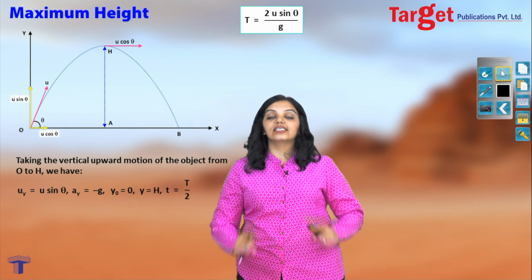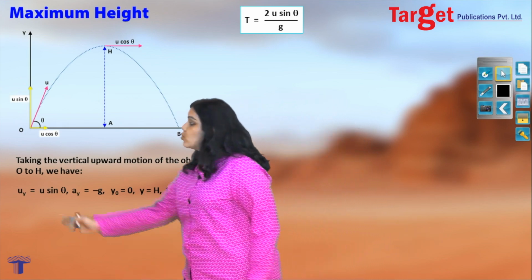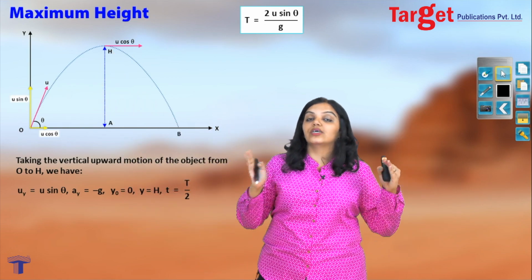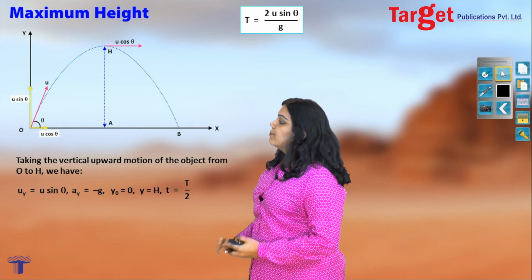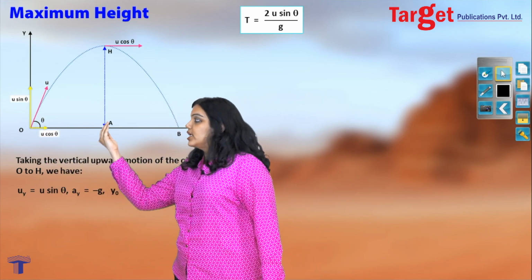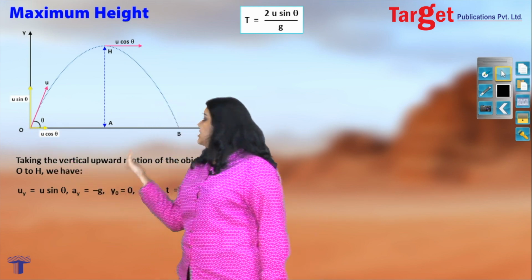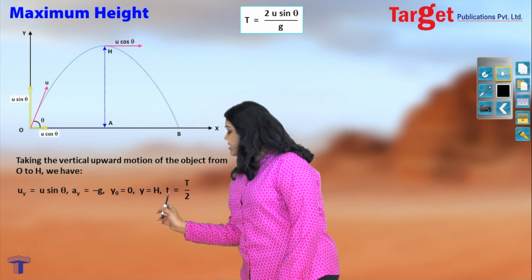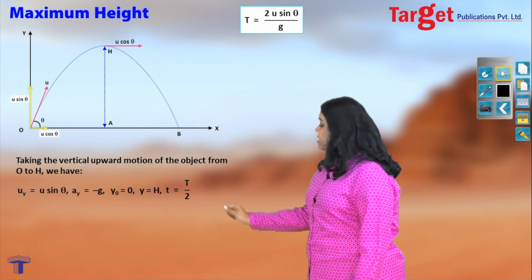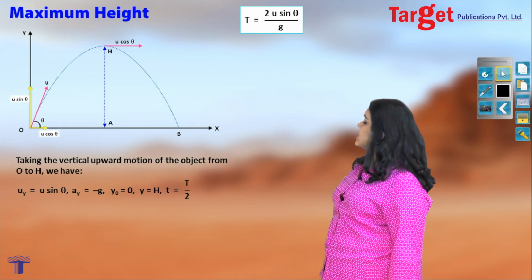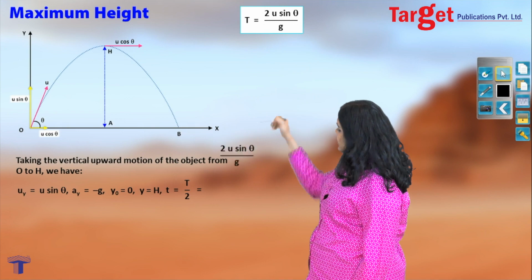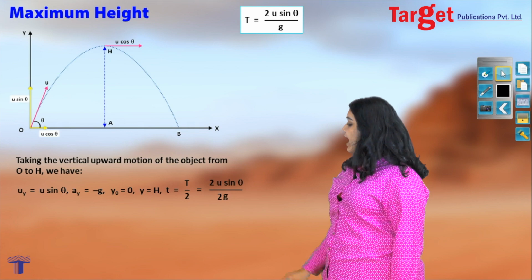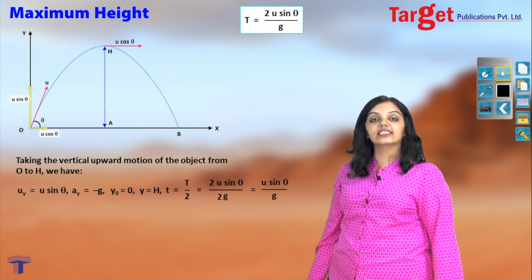If you recall, capital T is the total time of flight, and the time it takes to go from 0 to this point H is half the total time of flight. This is something we discussed in the previous module also. Therefore, small t is equal to capital T by 2. But I know capital T is 2u sin theta by g, so capital T by 2 means 2u sin theta upon g divided by 2, and this gives me small t is equal to u sin theta by g.